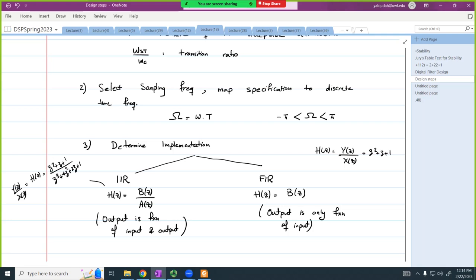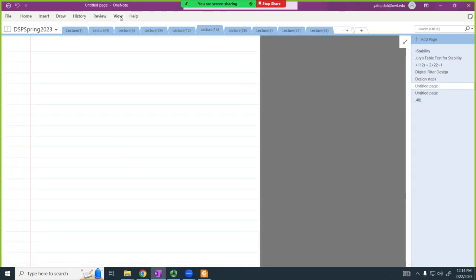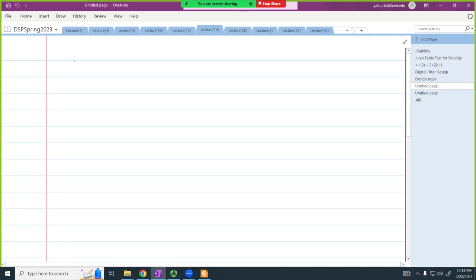Now, before we start designing filters, we're going to emphasize that when we design a filter, the filter will only work at the sampling frequency that it is designed for. So let's look at an example. Let's say we have a communication system, and we have a receiver that needs to pick up a signal.